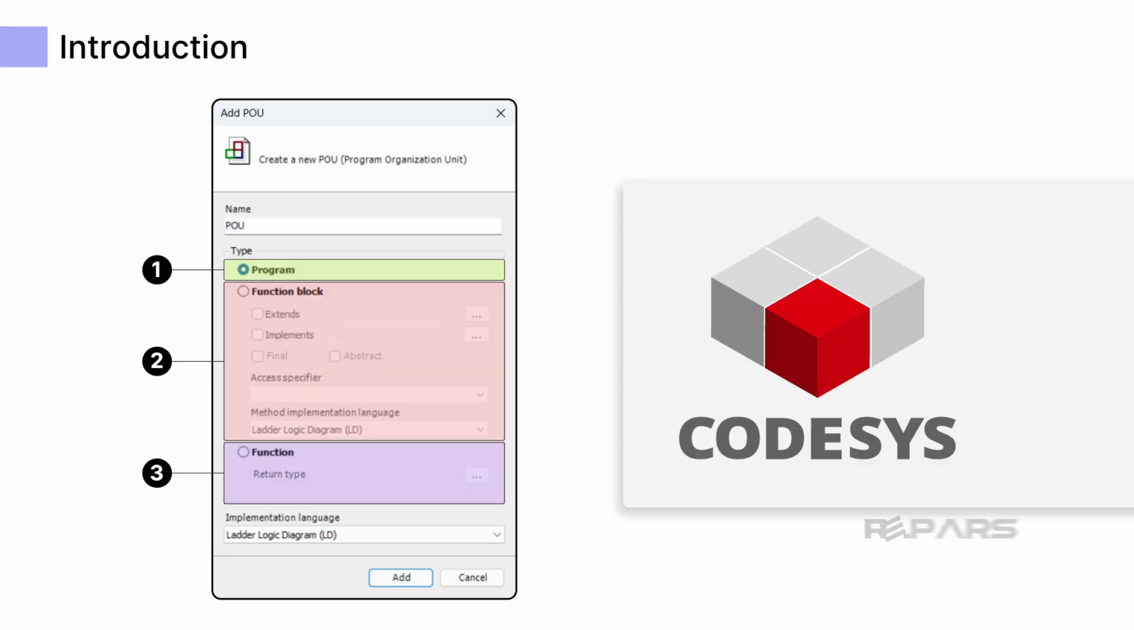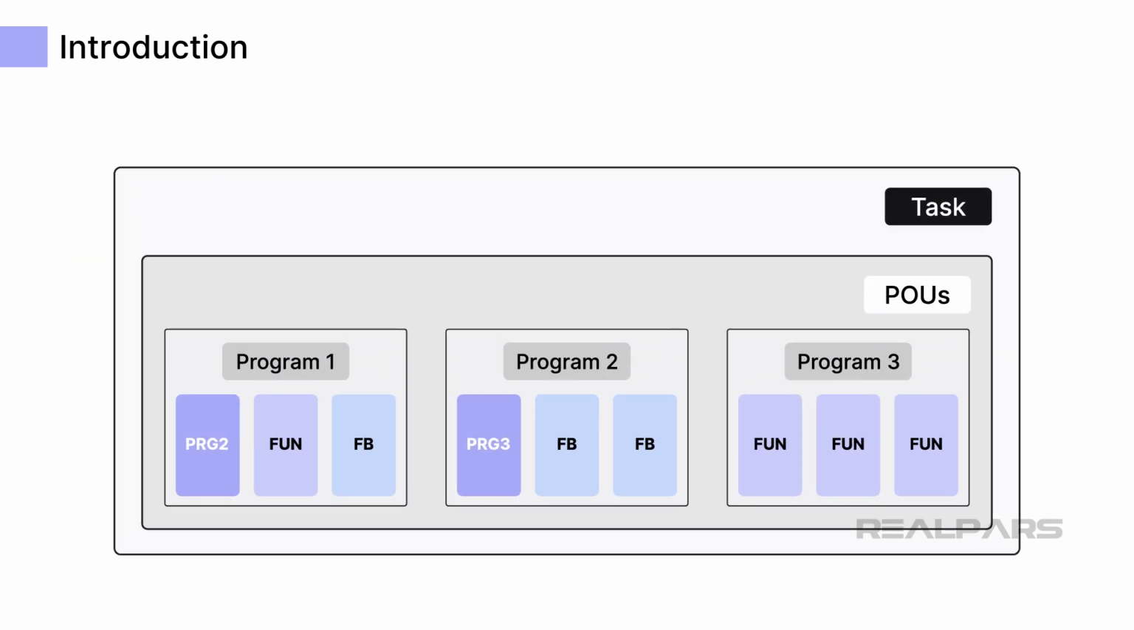In today's video, you will learn about the different types of POUs, or Program Organizational Units, that are available to use in CODESYS projects. By the end of the video, you will know the benefits of using POUs in your projects and understand the key features of the different types of POUs that are available in CODESYS.